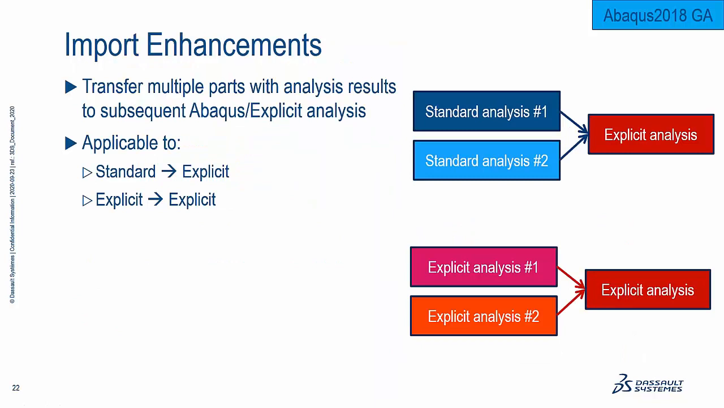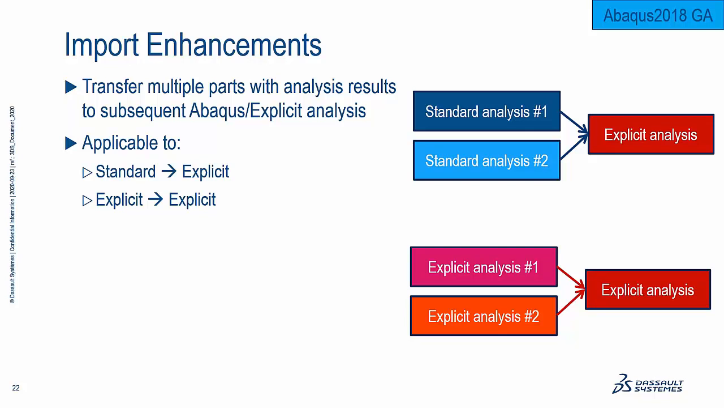Transferring data between Abaqus codes has been available for as long as Abaqus Standard and Abaqus Explicit have been available, and the transfers have always gone from one analysis into another. So from one Abaqus Standard into one Abaqus Explicit or vice versa. Beginning with the general availability release of Abaqus 2018, this was enhanced to include multiple Abaqus Standard analyses or multiple Abaqus Explicit analyses into a single Abaqus Explicit analysis.